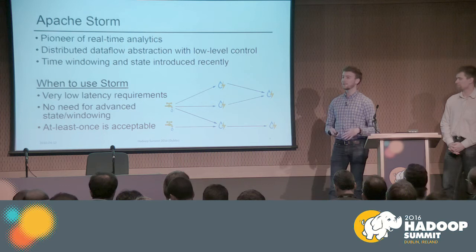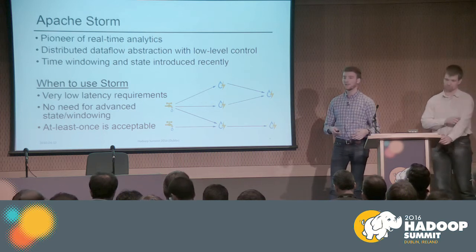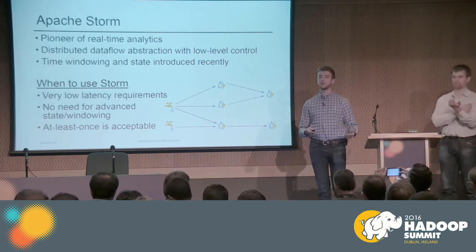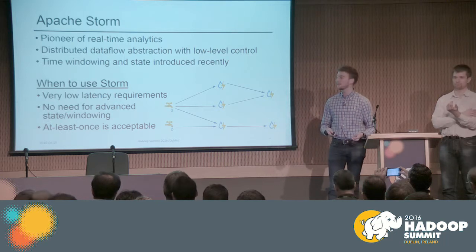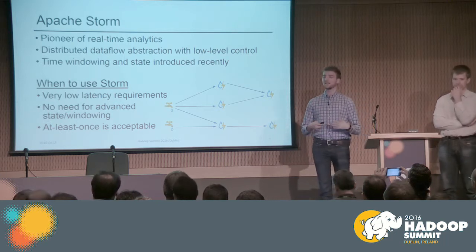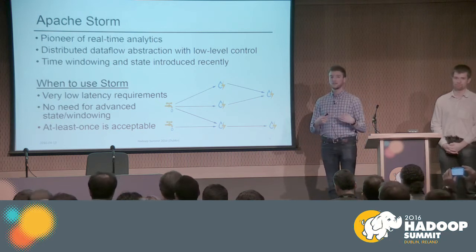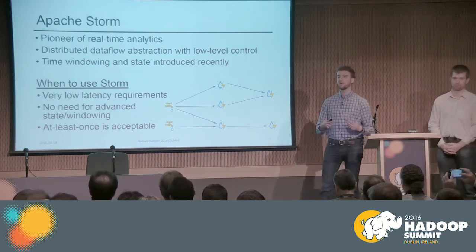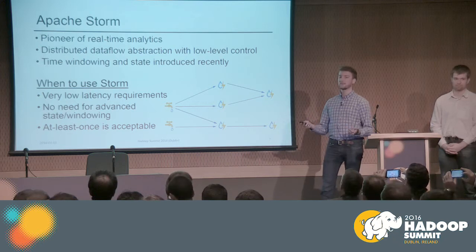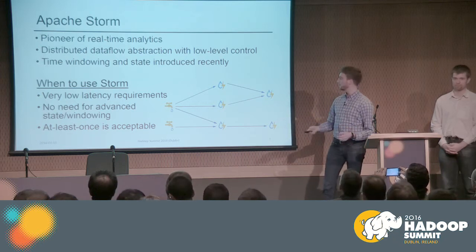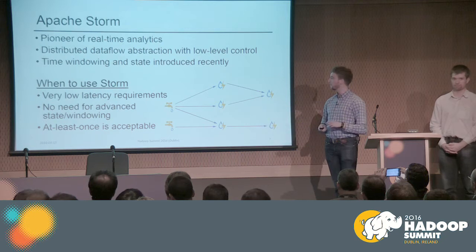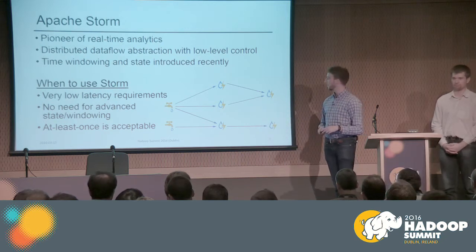We can say it used to be a pioneer of real-time analytics. It has been around for quite a while, and it's widely adopted in many companies. It has a simple distributed data flow abstraction. Users program in a low-level API against this distributed data flow by implementing sources called spouts and processing operators called bolts.